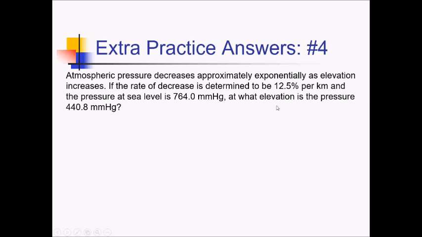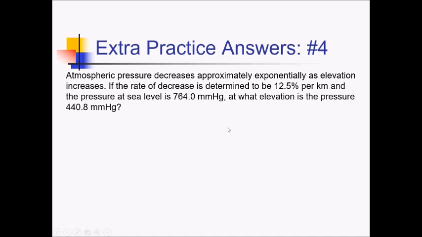Okay, so this is kind of a weird situation. There's no time involved at all in here, but you can think of elevation as time. If you think about it as input versus output, you're telling us the elevation, and we're telling you what the pressure is at that elevation. So the pressure decreases as the elevation increases, and the rate of decrease is this. We want to know at what elevation I need to go from 764 to 440.8 millimeters of mercury.